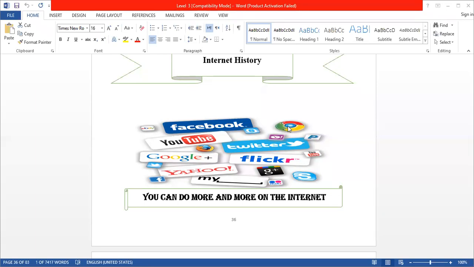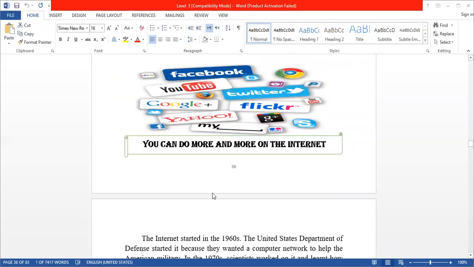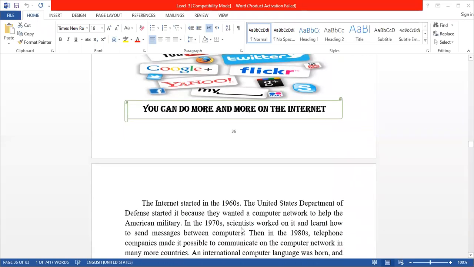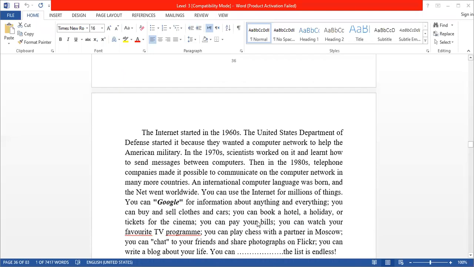Yes, dear students, in the previous lecture, we talked about the internet history. And we said that the internet started in the 1960s. The United States Department of Defense started it. Why? Because they wanted a computer network to help the American military. Also, we said that in the 1970s, scientists worked on the internet and learned how to send messages between computers. Also, in the 1980s, telephone companies made it possible to communicate on computer networks in many more countries. Here, an international computer language was born, and the net went worldwide.